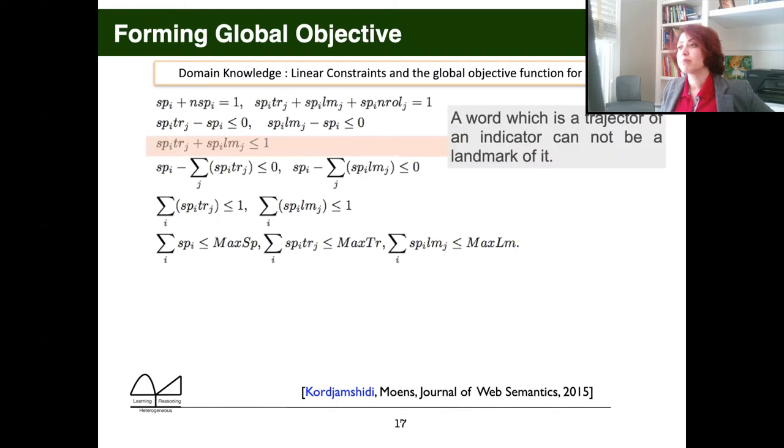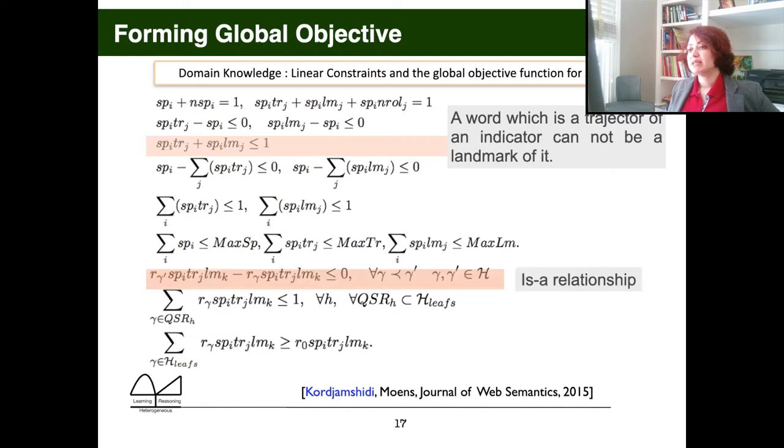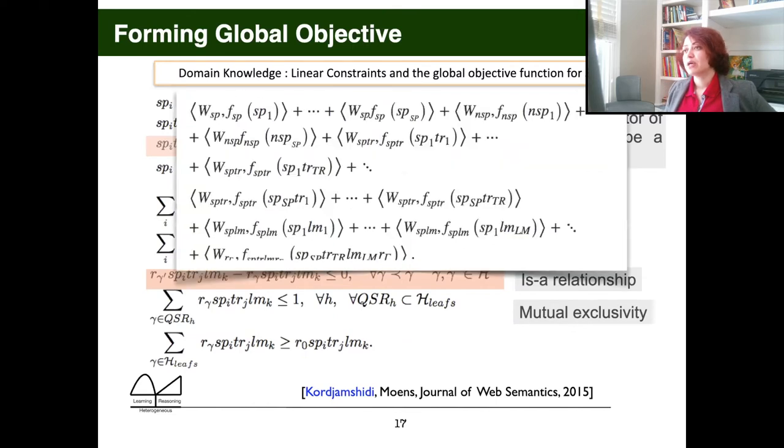I want to point out that we can encode this ontological knowledge as linear constraints. For example, a word can be a trajector and cannot be at the same time a landmark. Here we have the is-a relationship: if a label holds at the lower level of the ontology, it should also hold at the higher level. And mutual exclusivity, and so on. Then we have an objective that includes all the variables like spatial indicator candidates, trajector candidates, pairs, and triplets. So this is a huge objective, and we solve the assignment to these variables respecting these constraints.